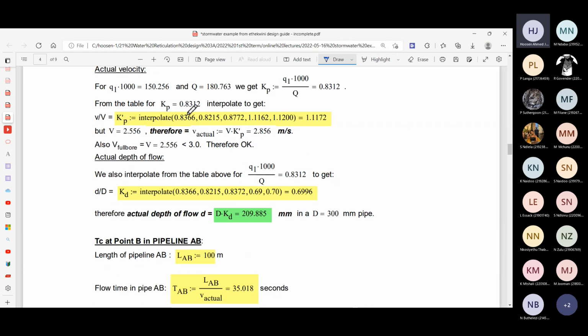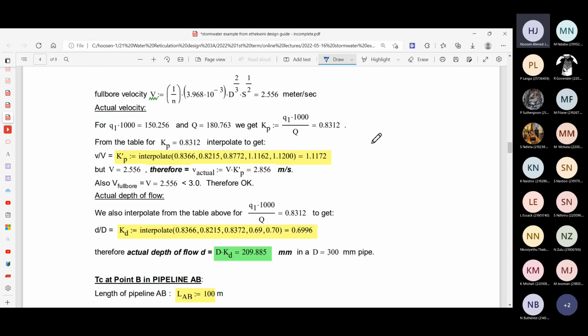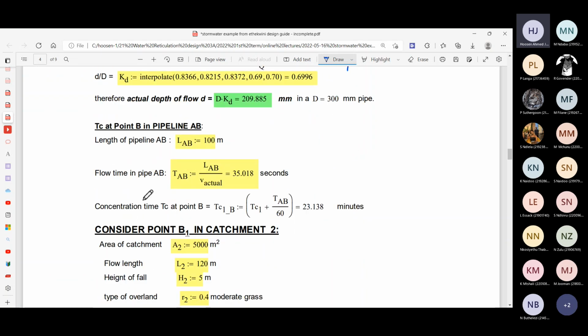And then the actual velocity calculations you can do. You're familiar with these calculations. You've done them for sewer reticulation, the actual depth of flow. I've done that. Now, once you've got the actual velocity, and you know the length of the pipe, you can then work out how long it takes for the water to flow. So from that calculation, you can see that's the actual time it will take for the water to flow from point A to point B.